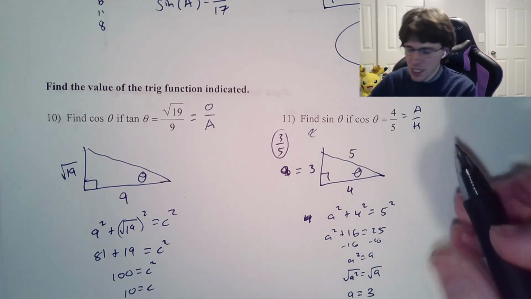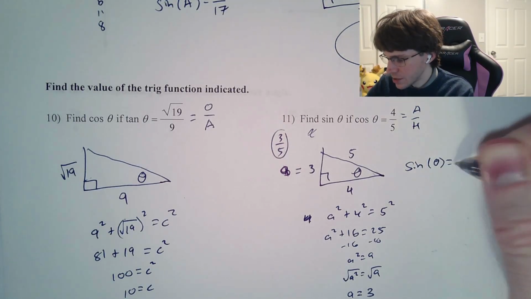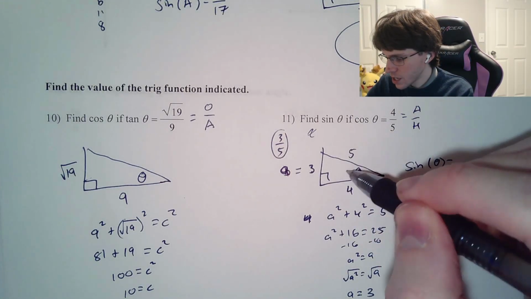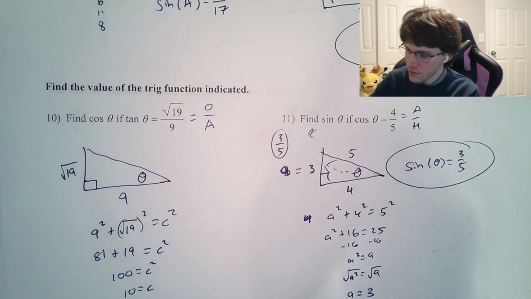Last but not least, sine is the opposite over the hypotenuse. So we are looking for 3 over 5 for that opposite side. 3 over 5 for the final answer.